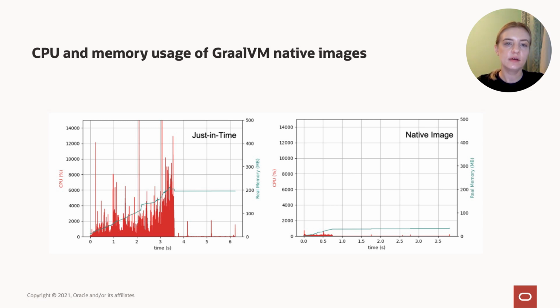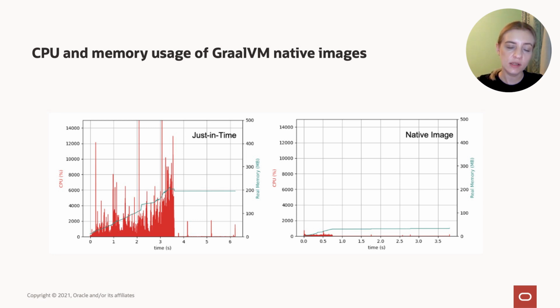And talking about memory usage and overall resource usage, there is one more way to look at native image that I want to show you. Here we are comparing the same application running in just-in-time compiled mode and in native image mode. And here we are looking at memory usage, which is this green line, and CPU usage, which is shown as vertical red lines. And you can notice how the same application performs very differently, right, depending on the mode in which you are running it.